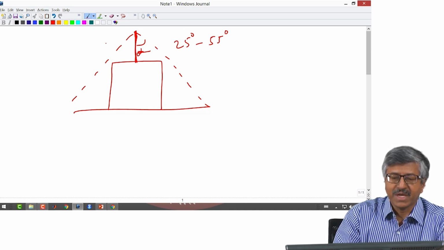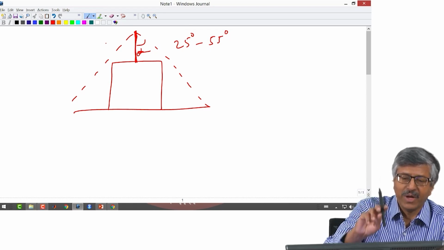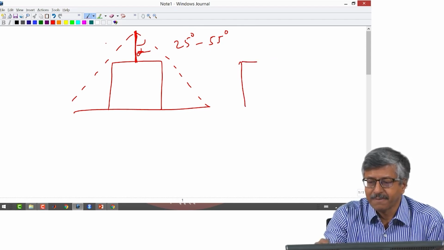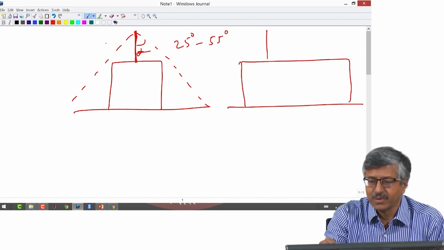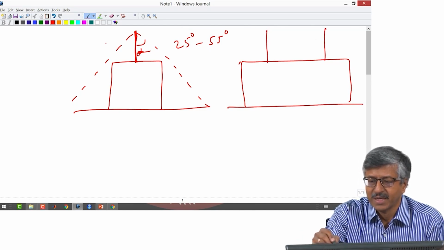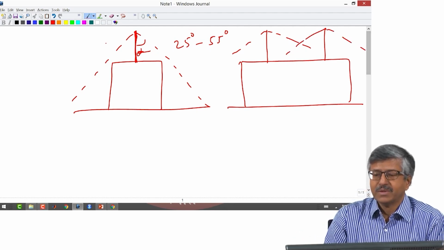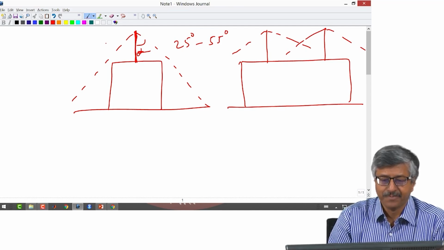So, if you have structures, you can try to determine how big lightning rods you have to erect. If it is a big structure like this, you may want to erect say maybe 2 lightning rods like this, so that the protection angles are overlapping with each other. So, this is the protection angle method.